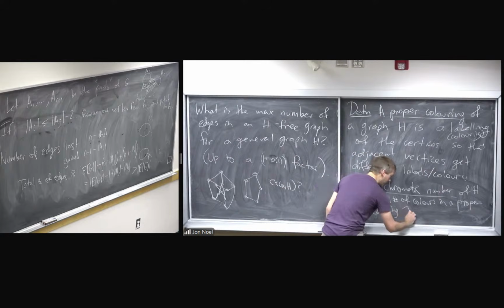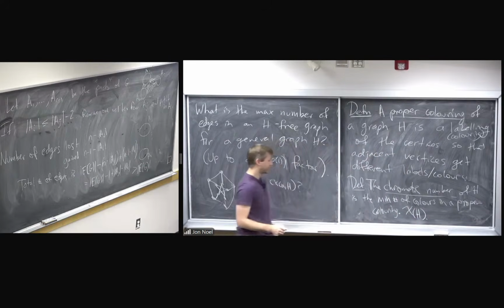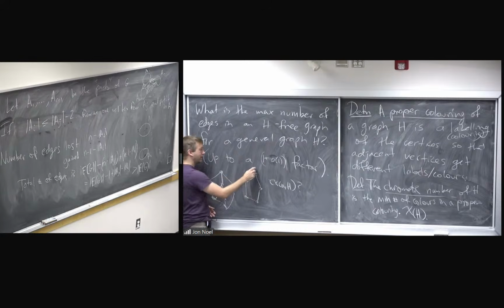So the notation here is chi of H. So chi of H is the chromatic number. Like for a 5 cycle, the chromatic number is 3. A standard coloring with 3 colors would be like this. And you can't do it with 2 because it's not bipartite. Probably you've seen that theorem that something's bipartite if and only if it doesn't have an odd cycle.